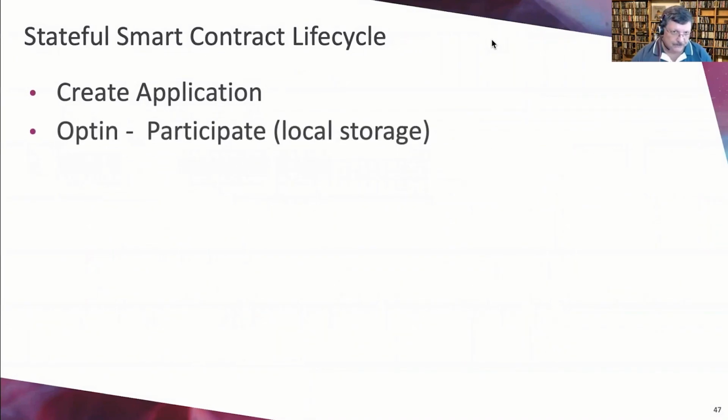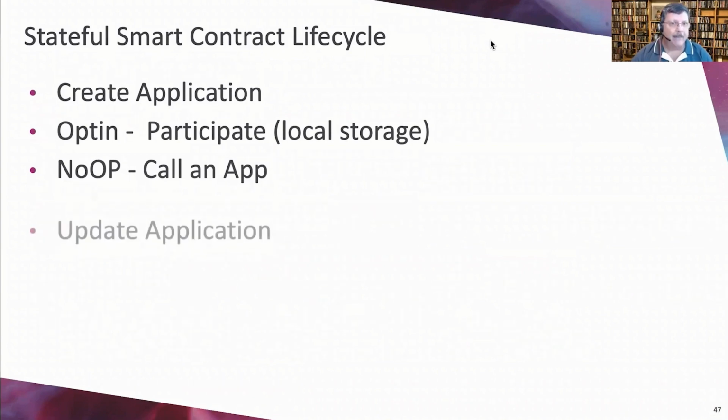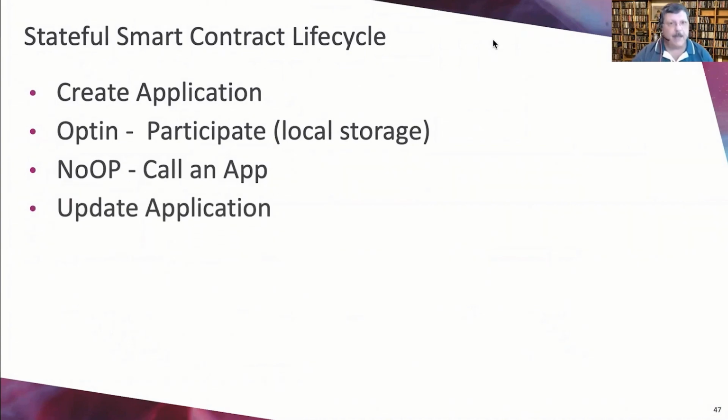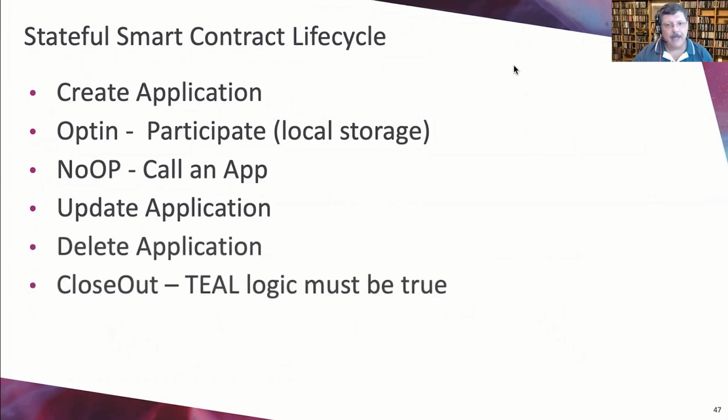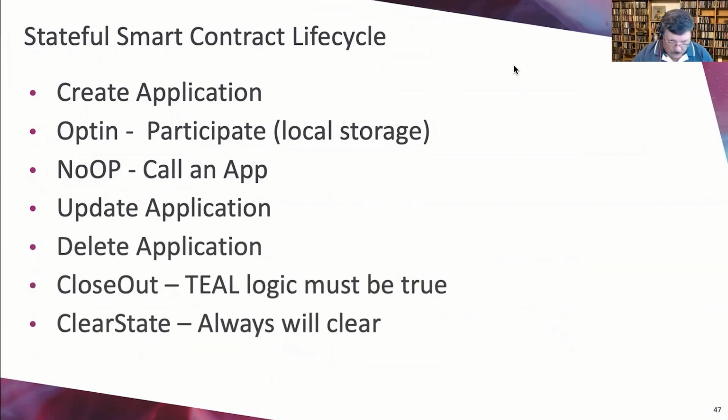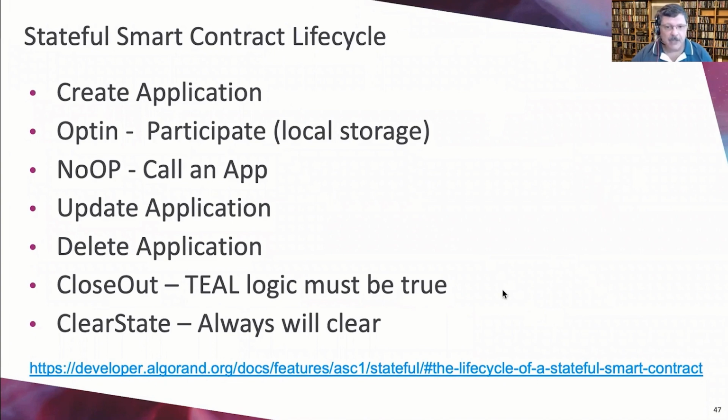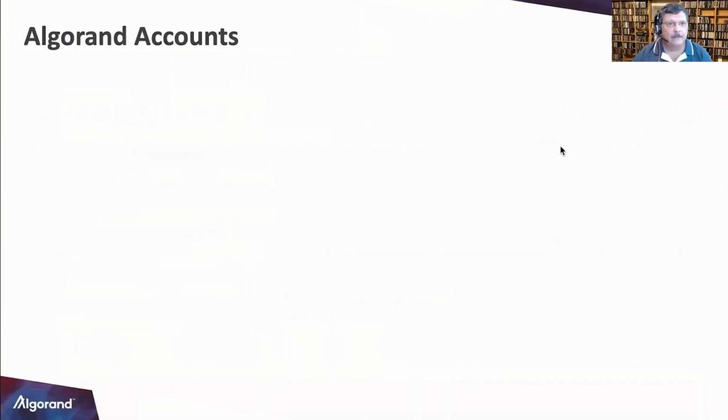And then also we got stateful smart contract life cycles, the ability to create an application, opt-in. NoOp is the same as calling the app. There's an ability to update an application. You have the ability to delete an application, close it out, as well as clear state, which will always clear. Close out will only, the TEAL logic must be true to close it out. And more information on our developer portal with the link there.